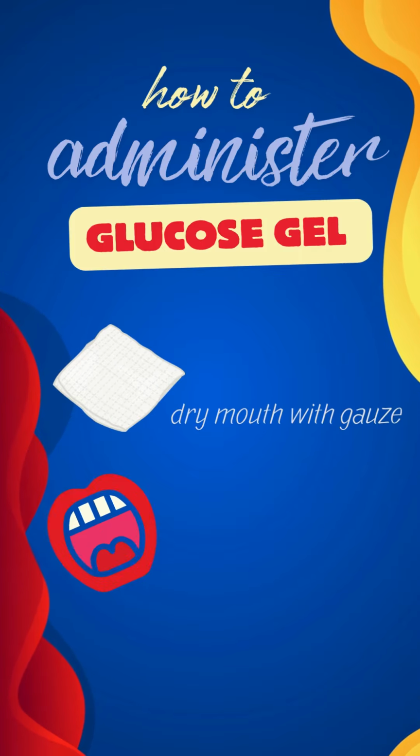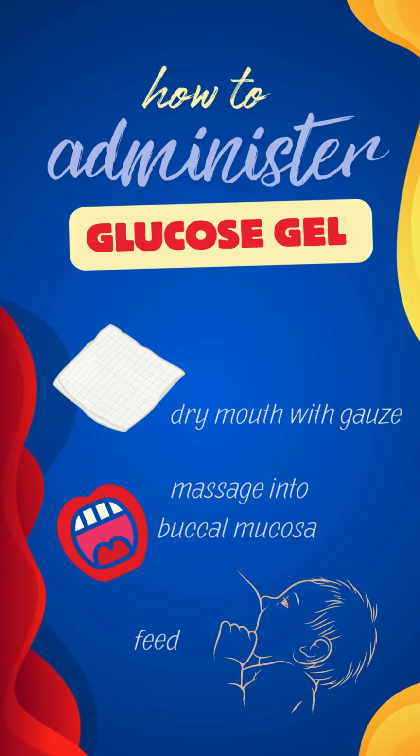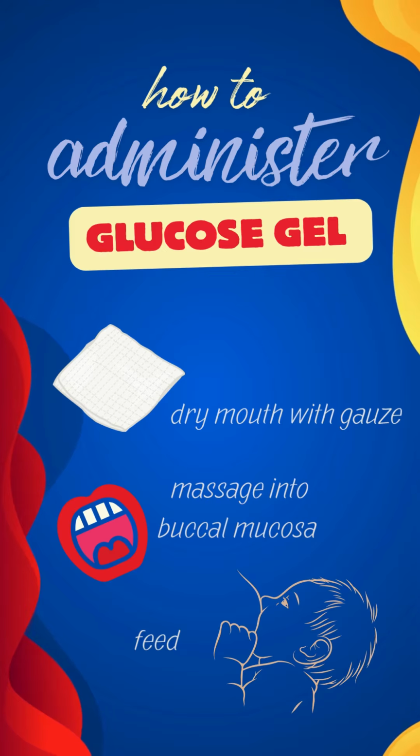To administer the gel, first dry the mouth with gauze, then massage the gel into the inner lining of the gums, and follow that with feeding the baby.